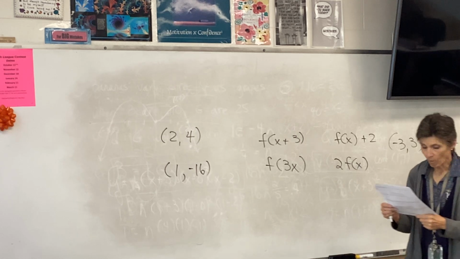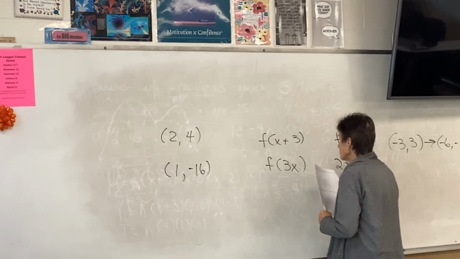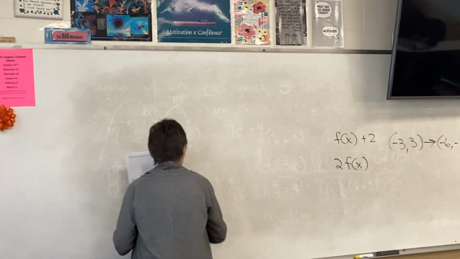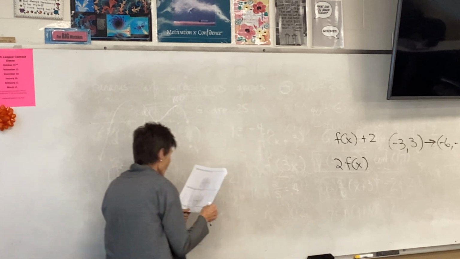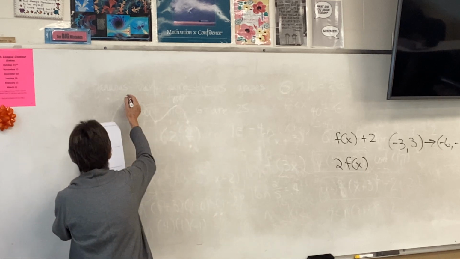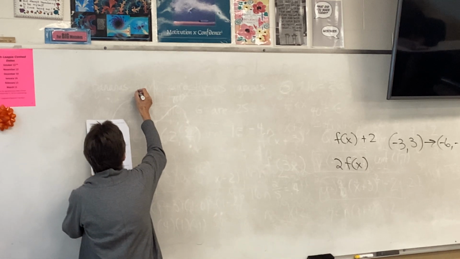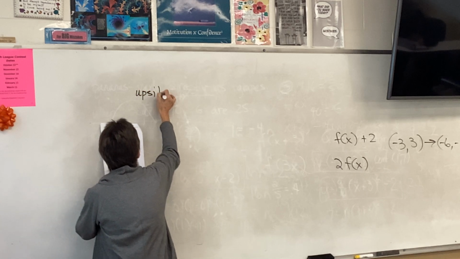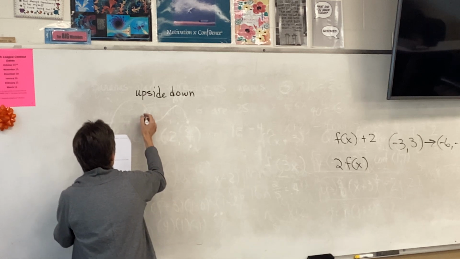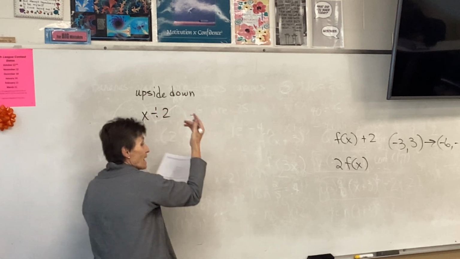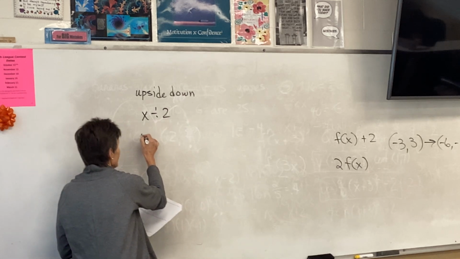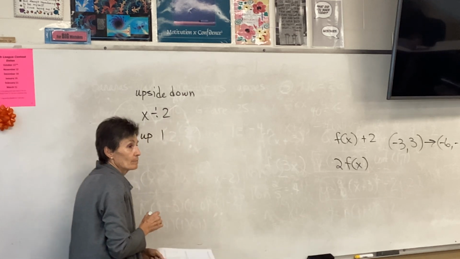Now, example 4, there's a little bit more going on in example 4. What are the changes that we are making in example 4? Look at the equation. What are we doing? Upside down. What else is happening? Half the x's, x divided by 2, right? Half times x, x divided by 2. And then up 1.